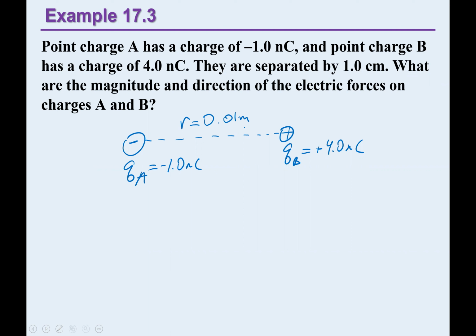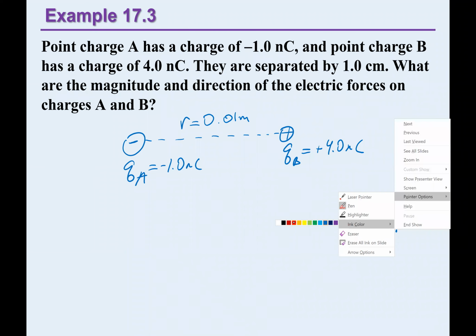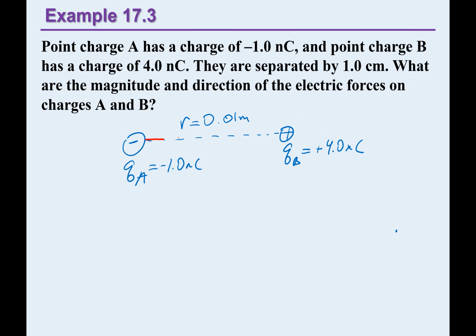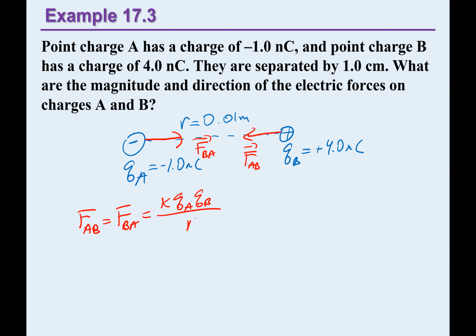Now, one thing I have here is this: because those charges are opposite, unlike charges, the electric force is going to be attractive. That means there's going to be force of B on A to the right, and force of A on B to the left. And I can calculate the magnitude. Remember, those are action-reaction, so they are the same, force AB or force BA.